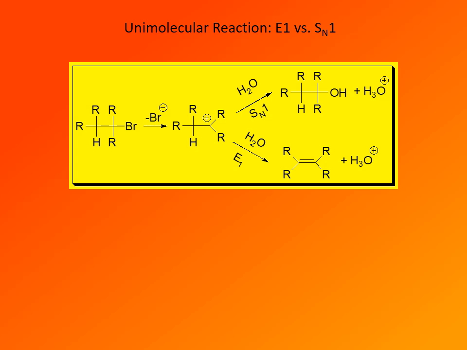So first let's look at unimolecular reactions. In unimolecular reactions, the competition is between the E1 and SN1 reactions. An alkyl halide in a unimolecular reaction loses the halogen to give an intermediate carbocation. And then that carbocation can react, in this case with water, either as a nucleophile to give the corresponding alcohol, or with water as a base to give the corresponding alkene. So in the first case the reaction is SN1, in the second case the reaction is E1.